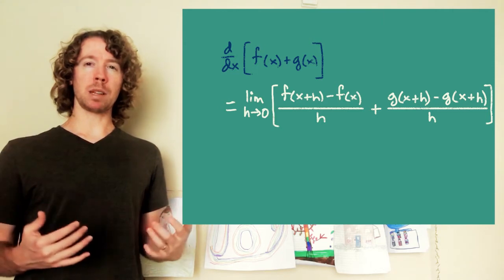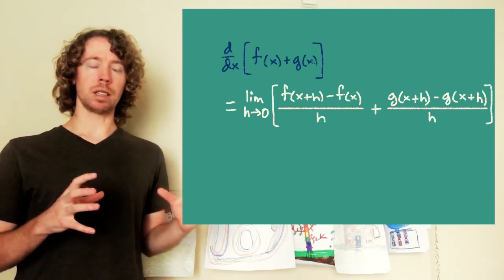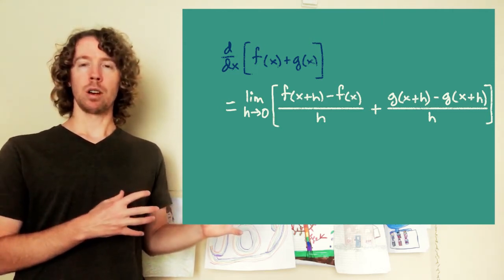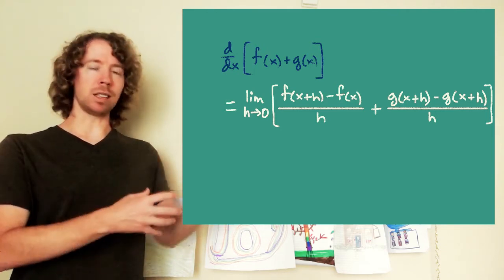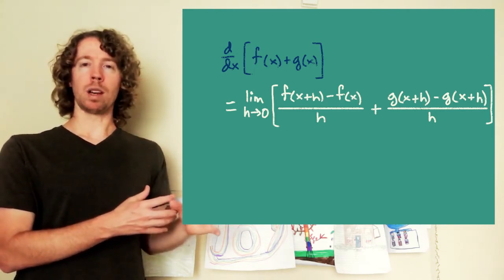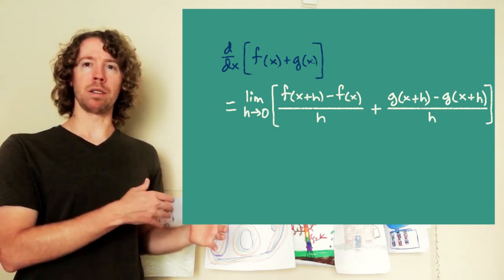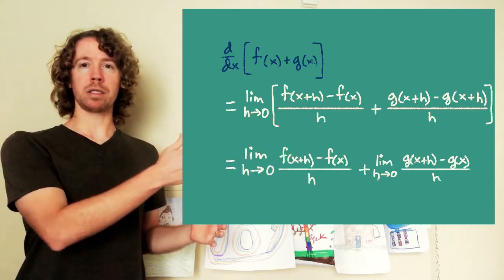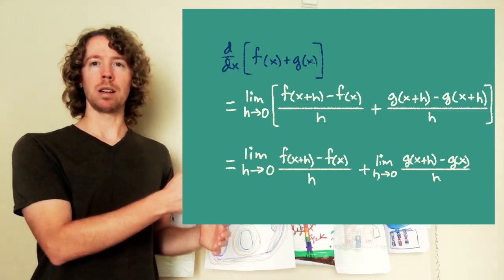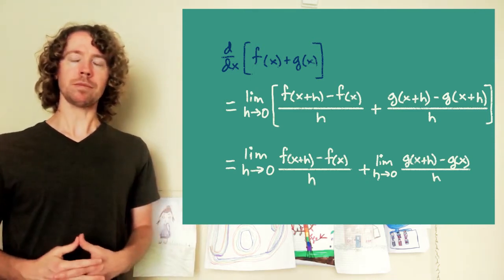And then if we're taking the limit as h goes to 0 of this sum of two fractions, we're really just letting h go to 0 in each separate piece. So we can split apart the limit. So we've got the limit of the f's over h plus the limit of the g's over h.